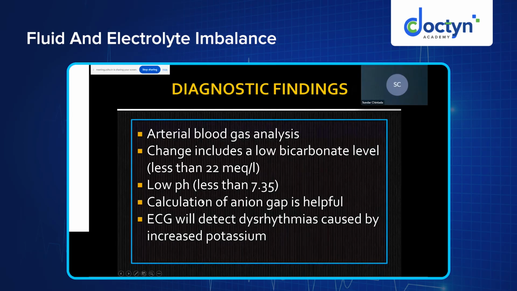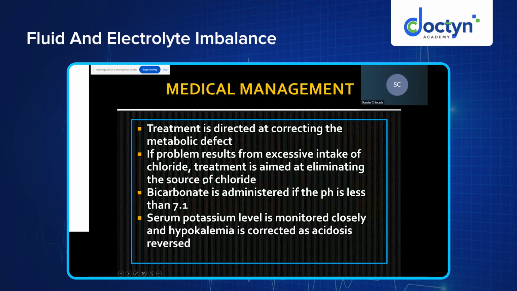As for diagnostic findings, if you do an ABG analysis, you can see low bicarbonate levels, less than 22, and a low pH, less than 7.35. An ECG, if done, can detect dysrhythmias caused by increased potassium levels. For treatment, correct the metabolic defect. If the problem results from excessive intake of chloride, treatment should be aimed at maintaining the elimination of chloride. Bicarbonate is administered if the pH is less than 7.1. Serum potassium levels are monitored closely, and hypokalemia is corrected as the acidosis is reversed.